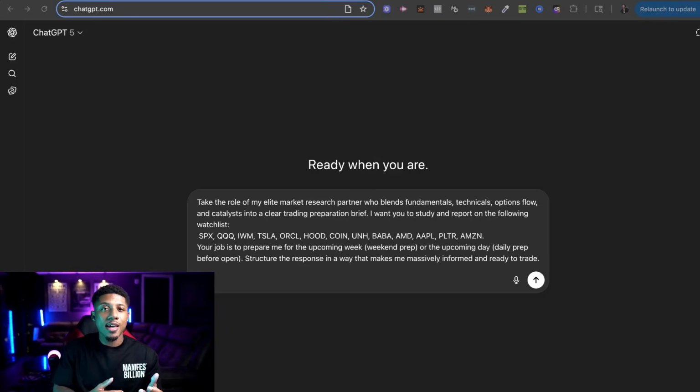Now that we've explained that, let's go ahead and get into the first prompt that will save you a ton of time when it comes to finding catalysts or events in the market. Basically big news or big data that you have to know. So this saves you a ton of time on searching Yahoo Finance, CNBC, Bloomberg, Seeking Alpha, all those different places. So the prompt looks exactly like this.